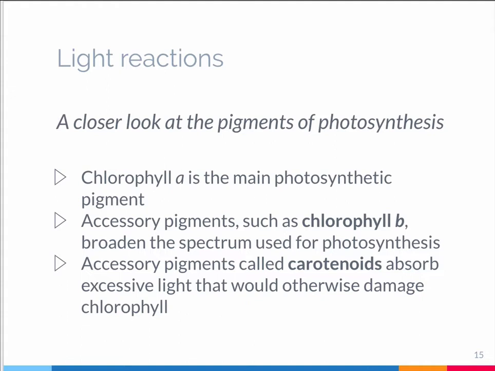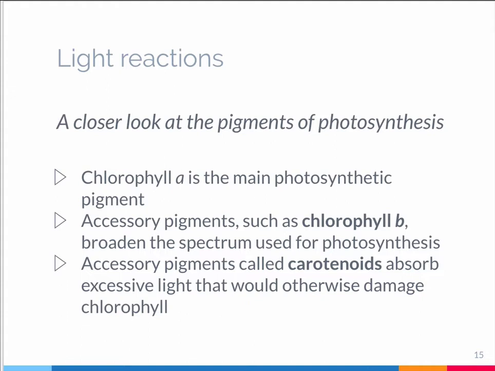The purpose of the accessory pigments is to make sure that the green light that's reflected by chlorophyll is not completely lost. Chlorophyll B and the carotenoids tend to be different colors from chlorophyll A, and so they can absorb a little bit of that green light, not all of it, but a little bit, so that that light energy is not totally wasted.